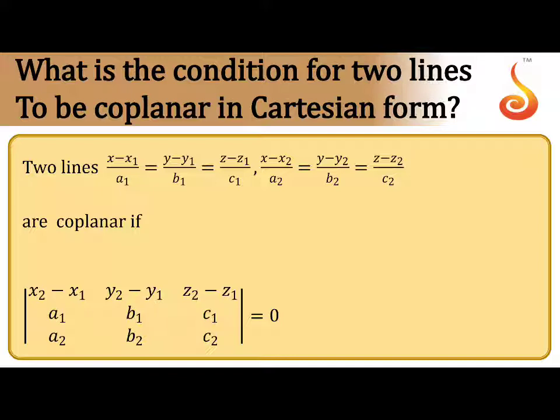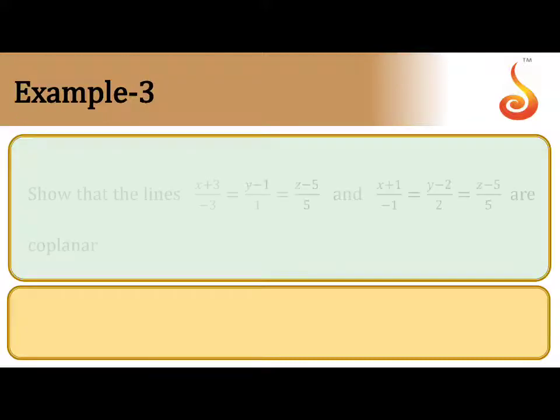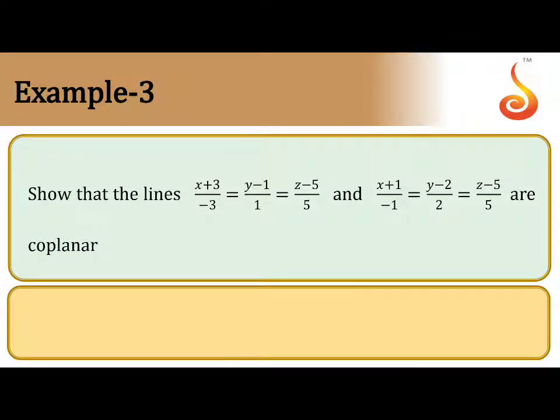Two lines (x minus x1)/a1 = (y minus y1)/b1 = (z minus z1)/c1 and (x minus x2)/a2 = (y minus y2)/b2 = (z minus z2)/c2 are coplanar if the determinant of x2 minus x1, y2 minus y1, z2 minus z1, a1 b1 c1, a2 b2 c2 equals 0. You have to prove it. So if this determinant is 0, then they are coplanar. Otherwise, they are non-coplanar. So now let us take the given lines.